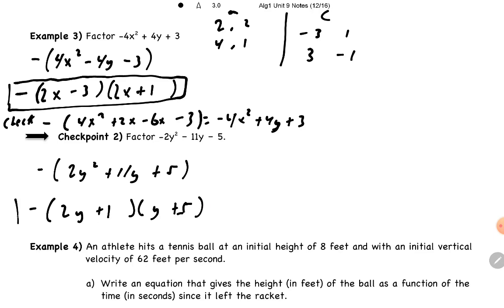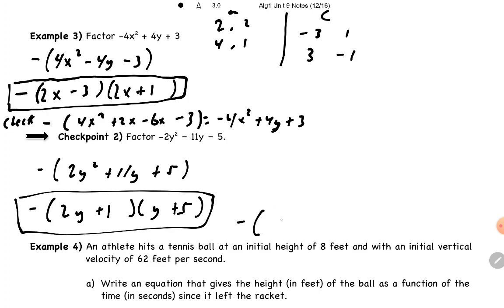But just to be sure, let's FOIL it. So I have -2y squared plus 10y plus 1y plus 5. Okay, when I apply the negative, I'll get -2y squared, which matches, minus 11y, which matches, minus 5, which matches.